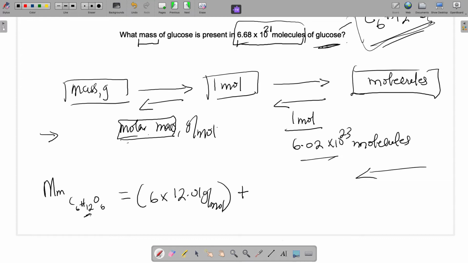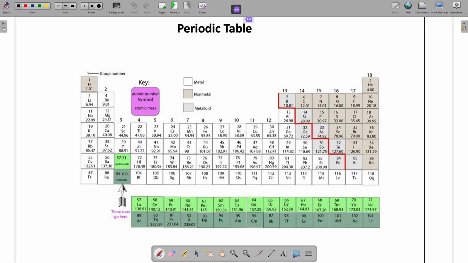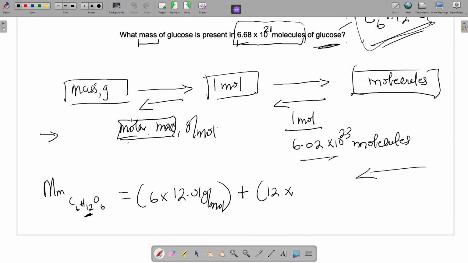Then we move on to hydrogen. We have 12 atoms of that, so we say 12 times the molar mass of hydrogen. The molar mass of hydrogen on the periodic table is 1.01, so we write 1.01 grams per mole. Then plus, we move on to the last, which is oxygen. We have 6 atoms of that, so we say 6 times the molar mass of oxygen.